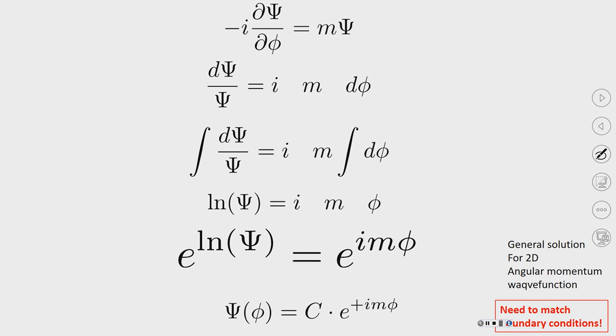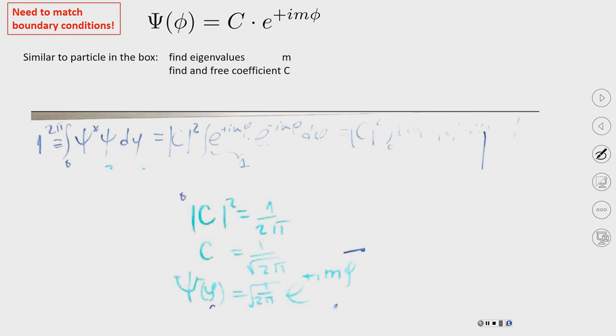How do we find C? Yes. So we require that the integral over any angle will be equal to 1, right? So we take this exponential and its Hermitian conjugate, so it will be just the integral from 0 to 2 pi of the angle, times c squared. So c squared times 2 pi equals 1, and then we get the c coefficient as 1 over the square root of 2 pi.